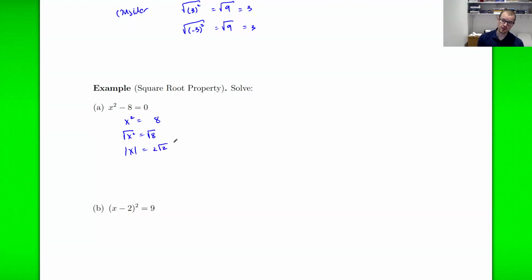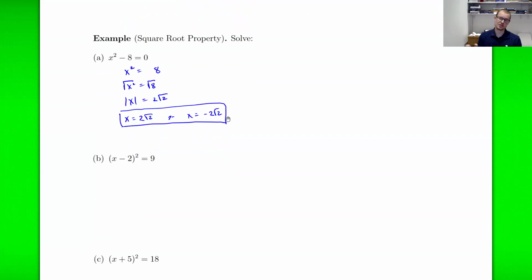Now, the absolute value equation that we have found may be solved by saying x is equal to exactly what's on the right-hand side, 2 times the square root of 2, or x is equal to the negative of that, -2 times the square root of 2. And these are the solutions to our quadratic equation. Wonderful. Very convenient scenario here.